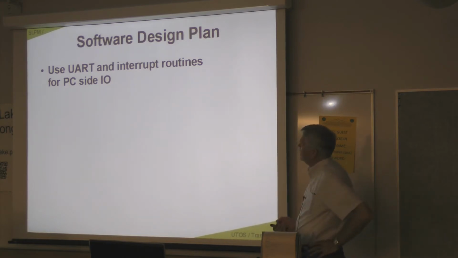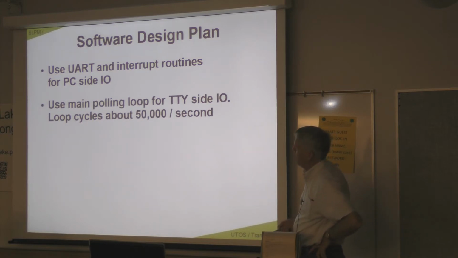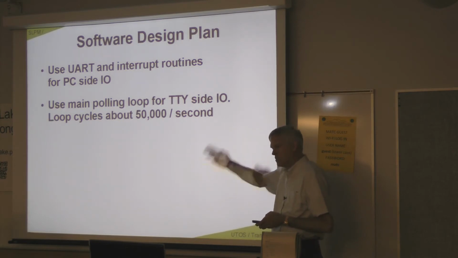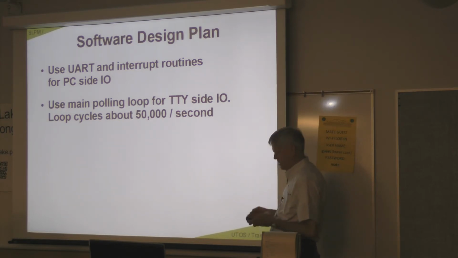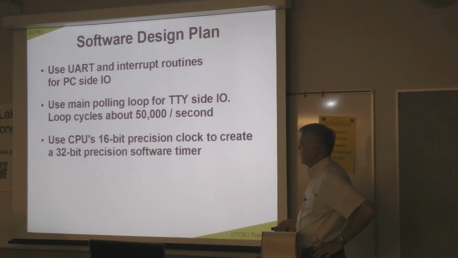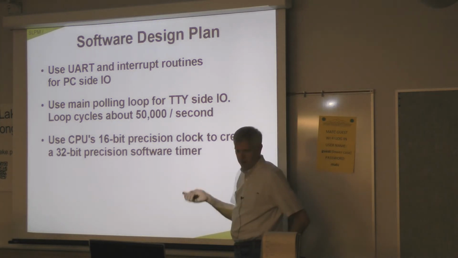So in my software for that chip, I was going to use the UART, which is a standard serial device to talk to computers. And it has interrupts, so I'm using that to talk to the Linux computer. I used a main polling loop on the TTY side. So that means I've just got a main loop that cycles. And this Atmel chip is fast enough that I'm getting about 50,000 cycles per second, which is fast enough to do that accurately. And I use the CPU's 16-bit precision clock to create the software timer.